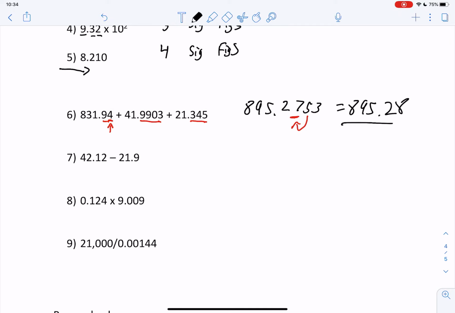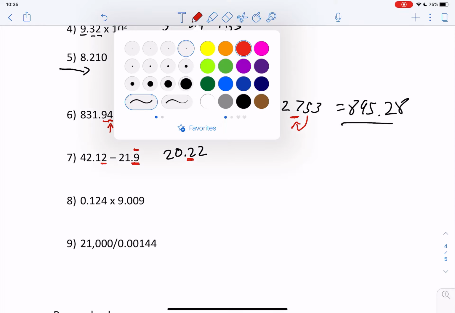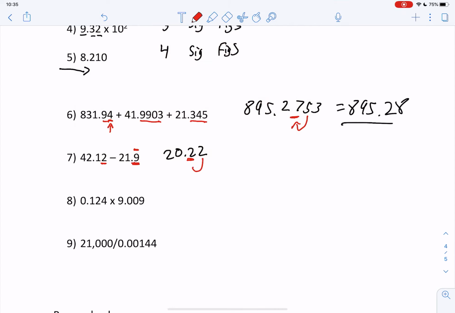Next one, 42.12 minus 21.9. So we can see right there, this is to the 2 after the decimal place. This is 1. So our answer is only going to be 1 decimal place after. And we do that subtraction, we get 20.22. We need to round this, right? Because this is how accurate we can go based off of this one here. And the 2 here is going to tell us to round down. So that's going to be 20.2.